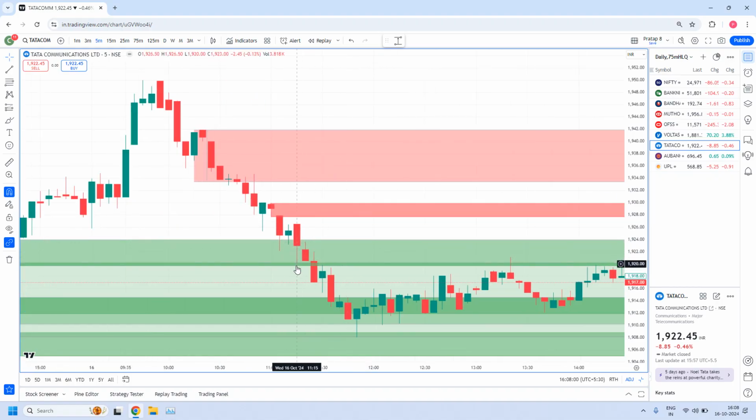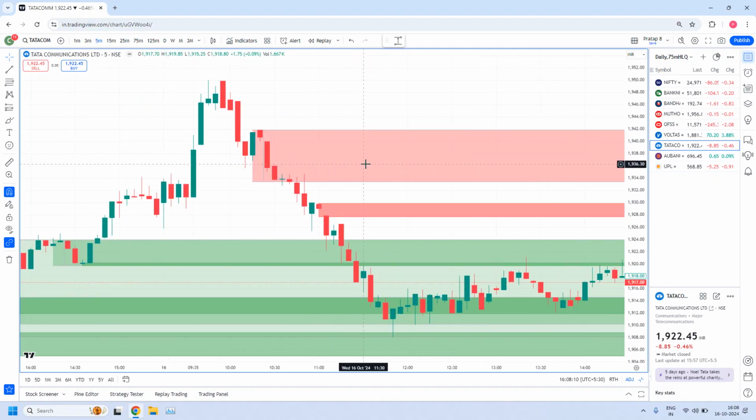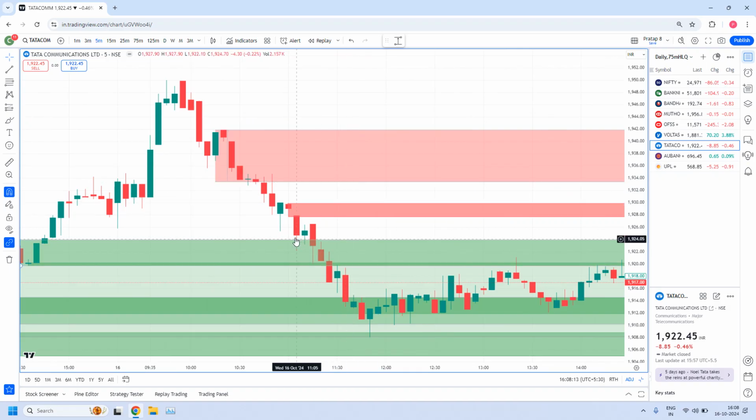See, today prices came and gave a small rejection, but it is not good enough. The order flow is not good enough to push the prices up. So that's the reason why we didn't plan any trade here.